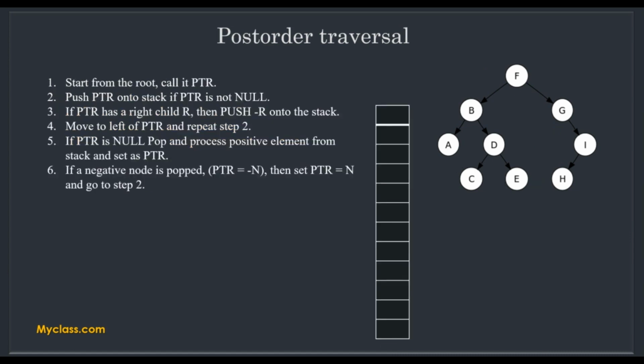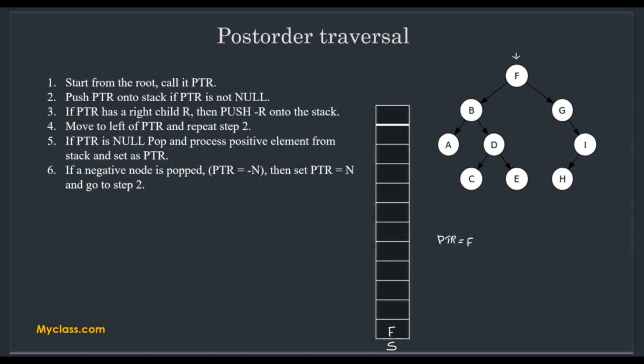Okay. So this is the postorder traversal algorithm. Start from the root and call it PTR or current. So now we are starting from PTR. Our PTR is starting from F. Push PTR onto the stack. This is our stack, pushing F into our stack.